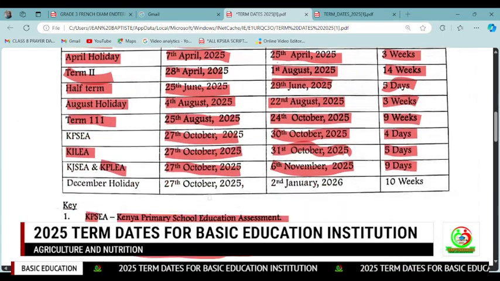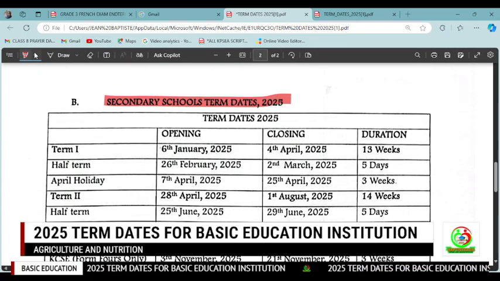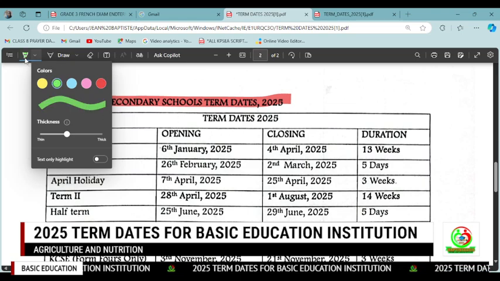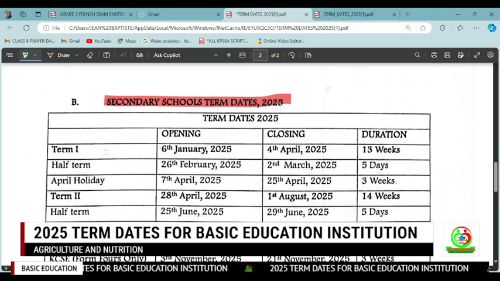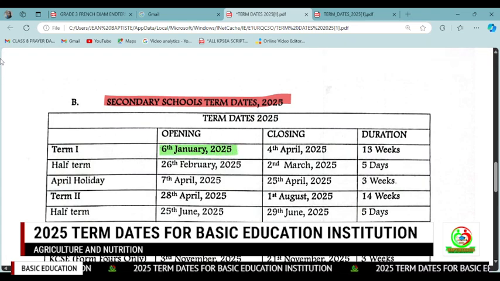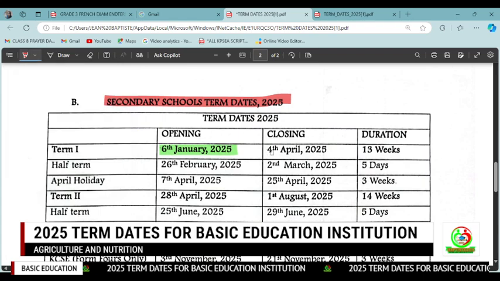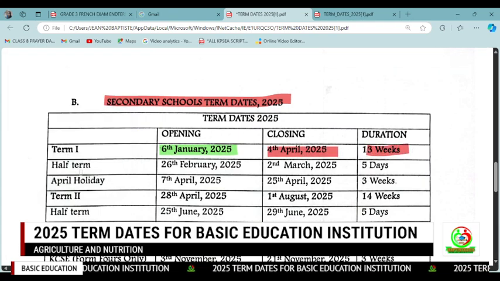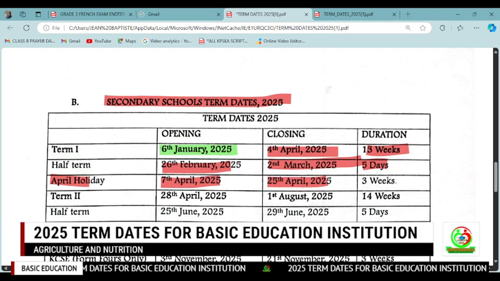Primary and junior school. Now let's look at B, which is secondary education. Under secondary education, the term begins the same, which is 6th January 2025, and ends on 4th April 2025. The 13 weeks is the same, the half term is the same, 5 days, and so on. The April holiday is the same. So all are the same weeks as in primary school.